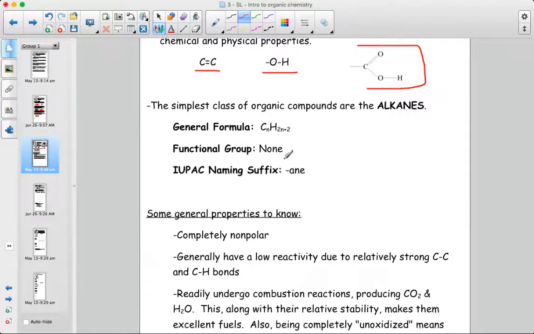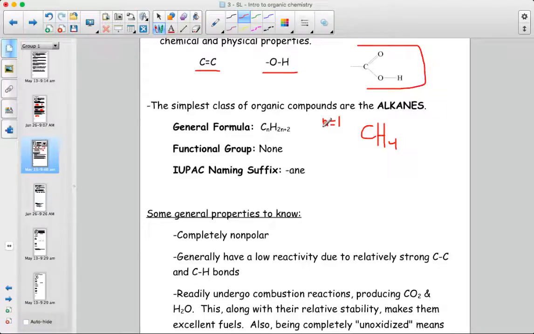They have no functional group, so they are only C and H single bonded to each other. The general formula for all alkanes is CnH2n+2. Just to show you how the formula works, if n is 1, there's 1 carbon, and the number of hydrogens is 2 times 1, that's 2, plus 2, so 4. So the first member of the alkane homologous series is CH4. Okay, so that's just how you follow that formula.